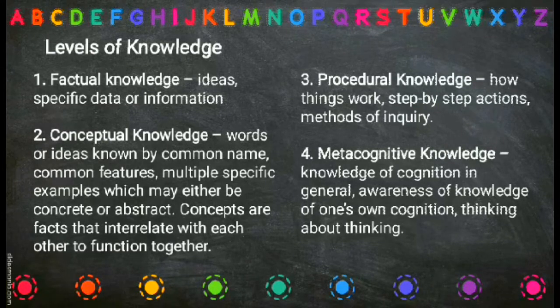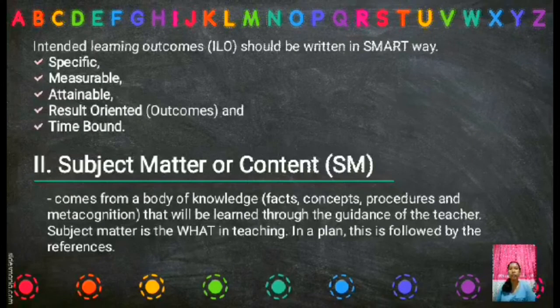And lastly is the metacognitive knowledge. So it is a knowledge of cognition in general, awareness of knowledge of one's own cognition. It is thinking about thinking. So we can understand metacognitive knowledge as a knowledge about cognitive tasks and self-knowledge. So here remember that intended learning outcomes should be written in smart way. And when we say smart way, it is specific, measurable, attainable, result-oriented, and time-bound.